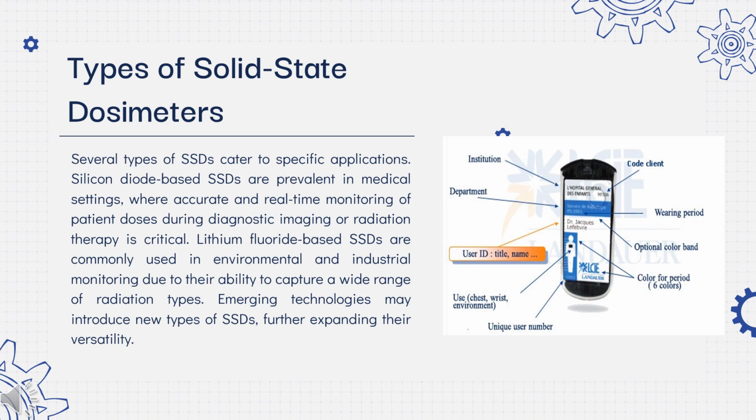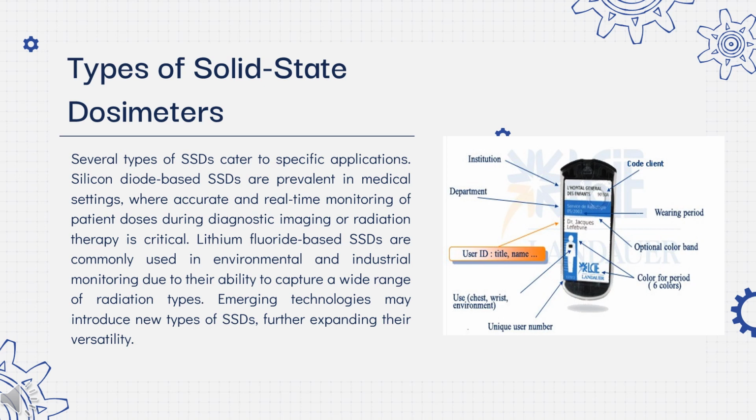The solid state dosimeter has many types, like the silicon diode that we use in the medical setting. The function of this type of solid state dosimeter in the medical setting is to give accurate and real-time monitoring of the patient dose during diagnostic imaging or radiation therapy.